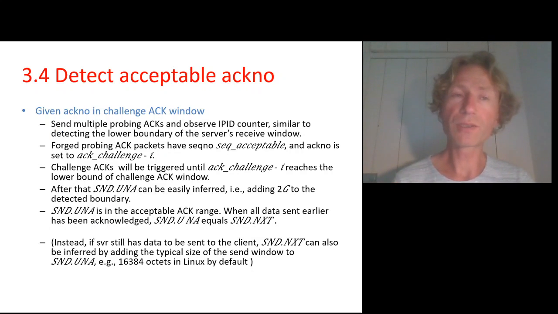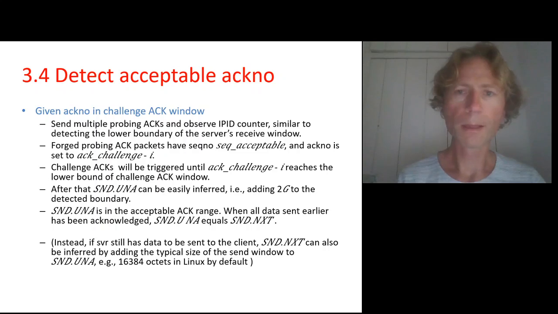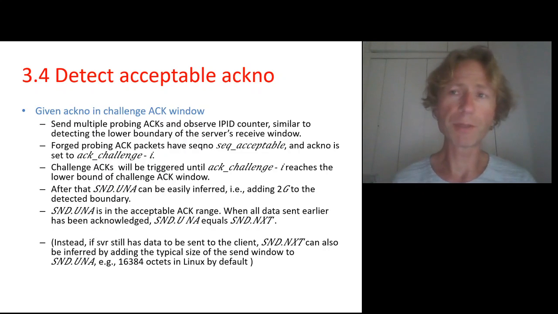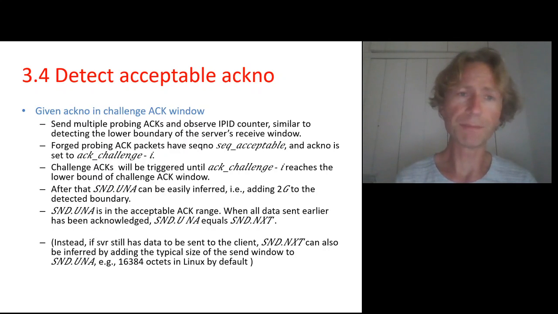Next step is to detect at least some acceptable acknowledgement number. So how do we detect the acknowledgement number? Well, we do something similar to what we saw in the previous slide. So what we do is we constantly probe for the IP ID counter using these probes, using probing ACKs.